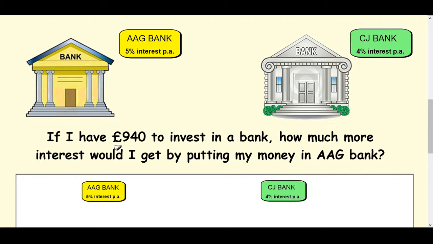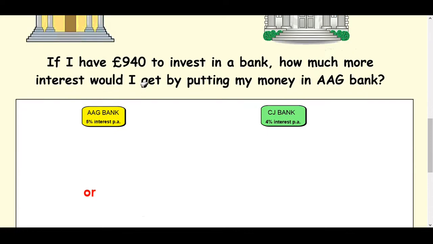Okay, so I've got £940 to invest in a bank. How much more interest would I get by putting my money in the AAG bank? I'm giving more interest, 5% as opposed to 4%. So we've got two sums to do here. We have to work out 5% and then we have to work out 4% and then compare them basically to see how much more you would get.